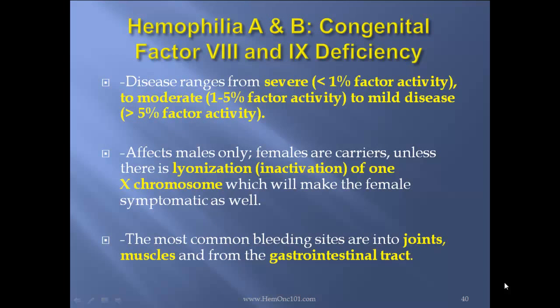Disease ranges from severe, less than 1% factor activity, to moderate, between 1 and 5% activity, to mild, more than 5% activity. Affects males only. Females are carriers unless there is lionization and activation of one X chromosome, which will make the female symptomatic as well. Most common bleeding sites are into joints, muscles, and the GI tract.